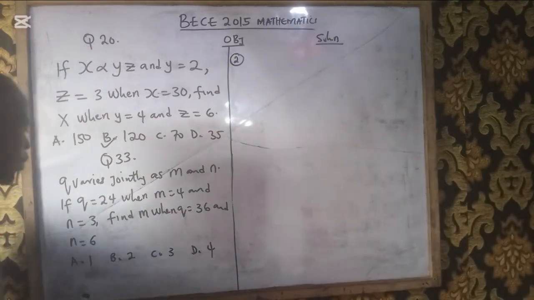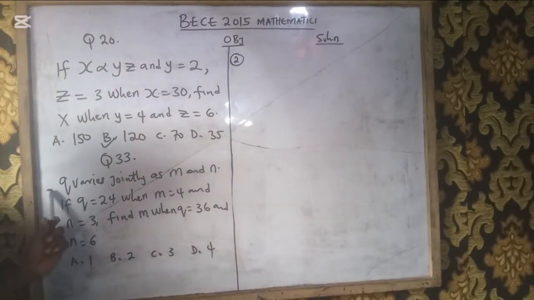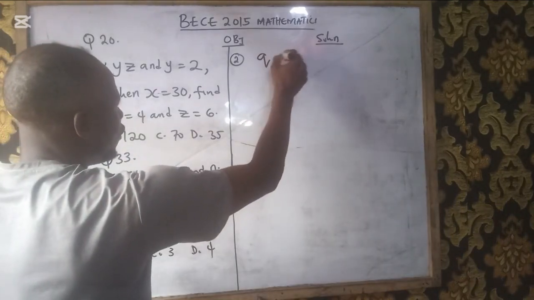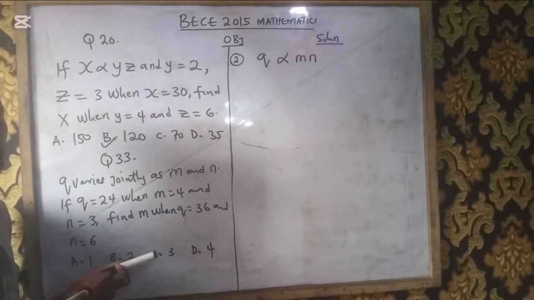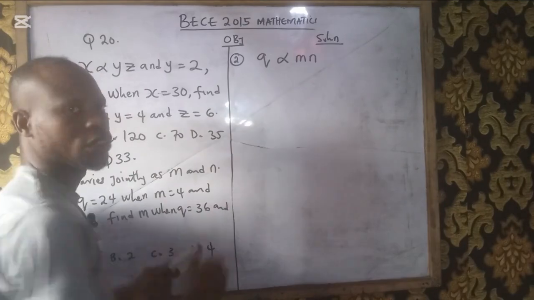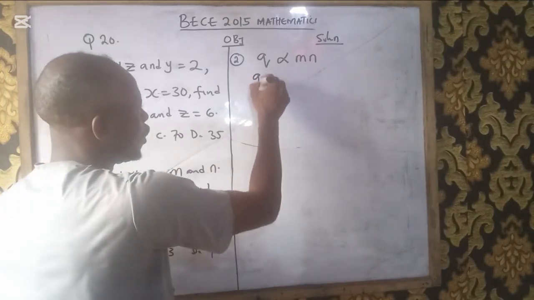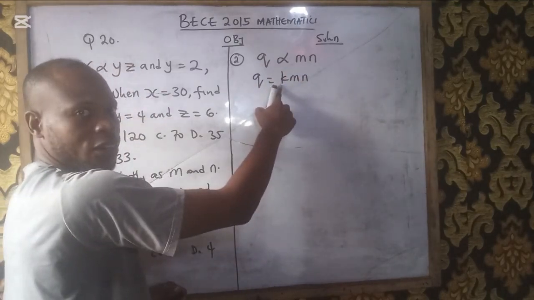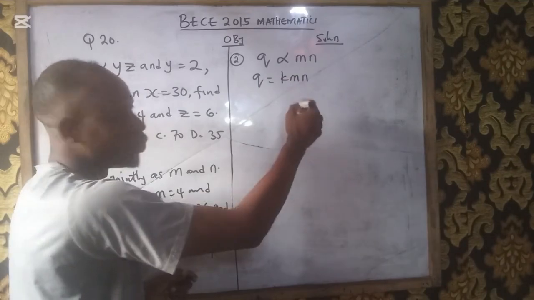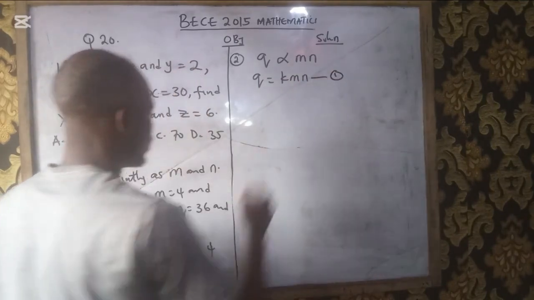All right, the next question reads, Q varies jointly as M, N. Same thing. So what are you supposed to do next? Change this sign to equal sign. So you are going to have Q equals, I can still use K as my constant, or any other letter apart from the variables given to you. Then you call this equation 1.